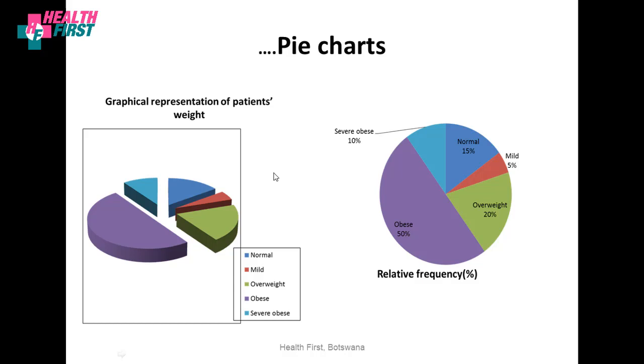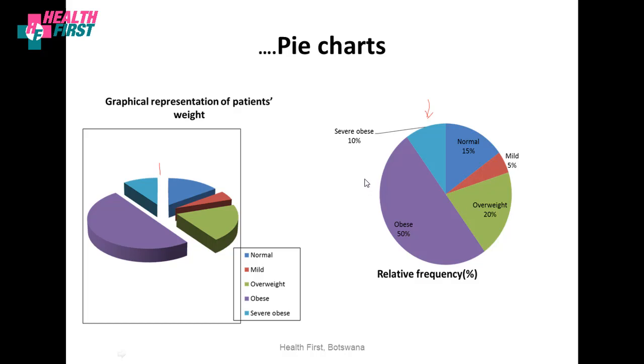A pie chart can basically be displayed in many ways graphically. You can use this 3D version, or you can use a simple 2D. You have to label it appropriately, show what each portion represents, and show the relative frequencies of that portion, right? As you can see here, we have severe obesity at 10%, normal 15%, and so forth.